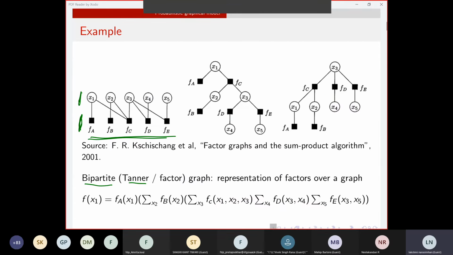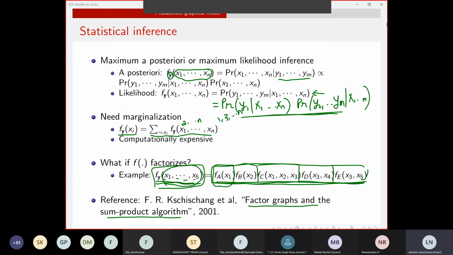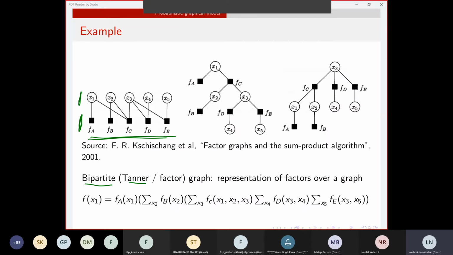So in this example, we have FA has only one input x1, FB has only one input x2, FC has 3 inputs x1, x2, and x3. That's exactly what is represented by these edges here. So FA has only one input, so we have one edge between FA and x1. FC has 3 inputs, which are x1, x2, and x3. So the edge in this graph represents that the variable it is connecting to is an input to that particular factor. So this is how you construct a factor graph.